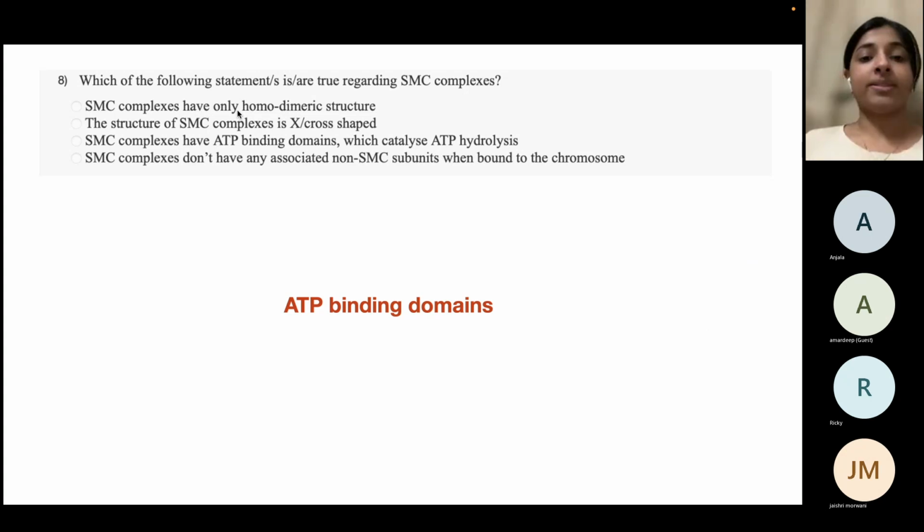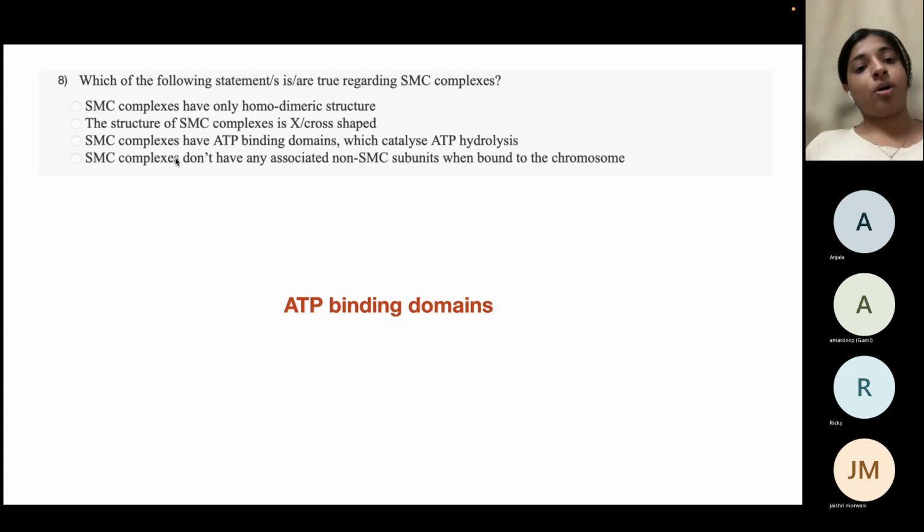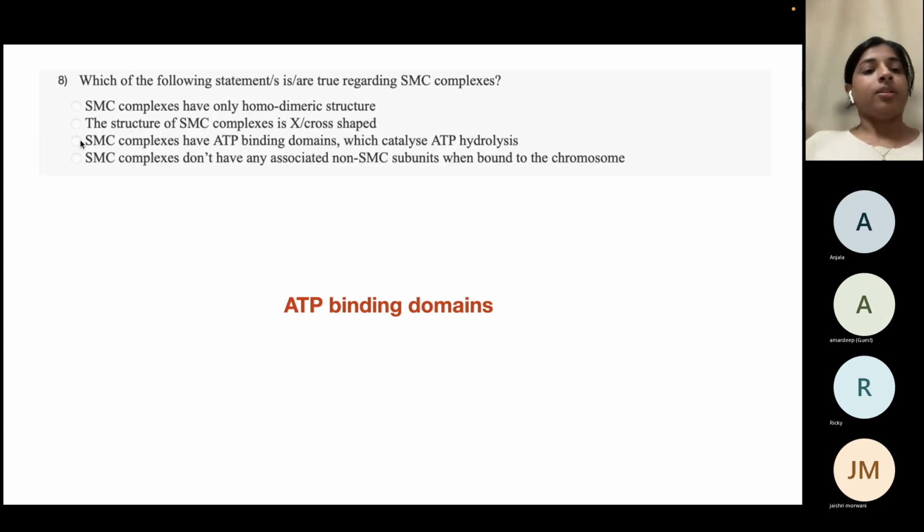The structure of the SMC complex is X-shaped. Again, this image is a clear visualization that it is not X-shaped. In fact, it is a ring-like structure. SMC complexes have ATP binding domains which catalyze ATP hydrolysis. This is true, because condensins and cohesins all bind to DNA in an ATP dependent manner. ATP hydrolysis is important, and this Walker domain has the ATPase activity. The SMC complex doesn't have any associated non-SMC subunits when bound to chromosome. Like we just saw, there are multiple other proteins present along with these SMC complexes when bound to the chromosome. So there's only one true statement, that is option C.